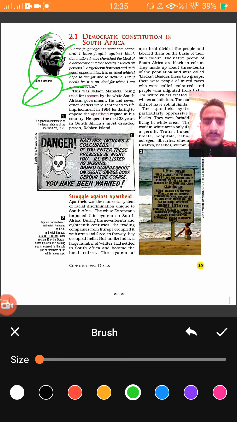This was Nelson Mandela being tried for treason. Treason means when you are doing work against the country. In Hindi we can say deshdroh. Okay, when you are doing every work against the country.